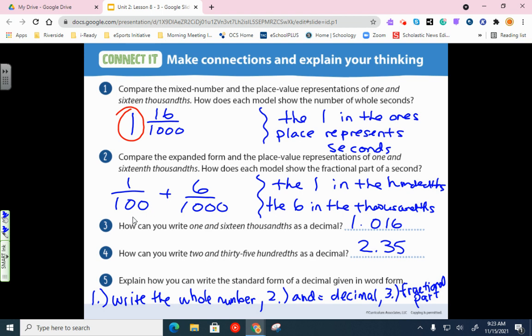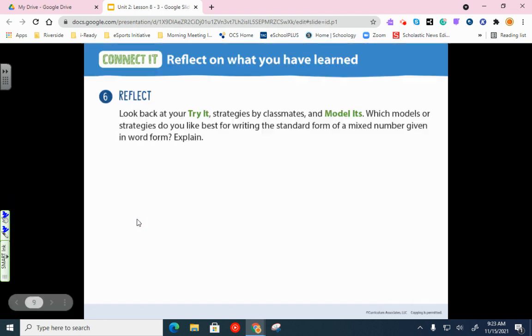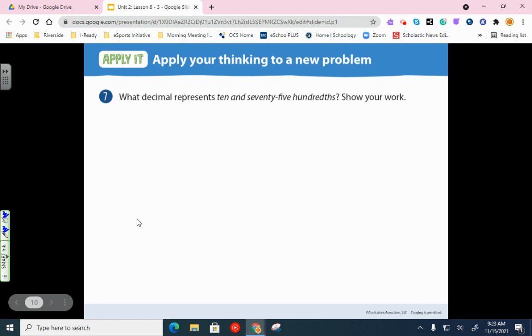All right, cross off 6. We're not doing 6, but we will do 7, 8, and 9. So cross this one off. 7, what decimal represents 10 and 75 hundredths? Show your work. I could do a place value chart, but I'm going to show you mixed number because I'd really like to get us using that language for fractions and mixed numbers sooner rather than later.